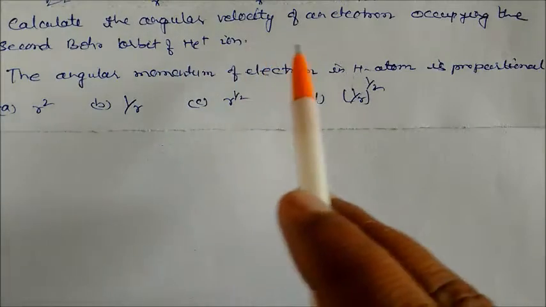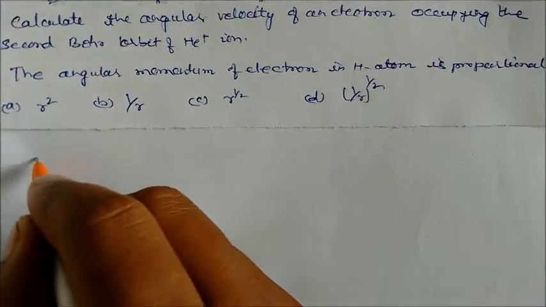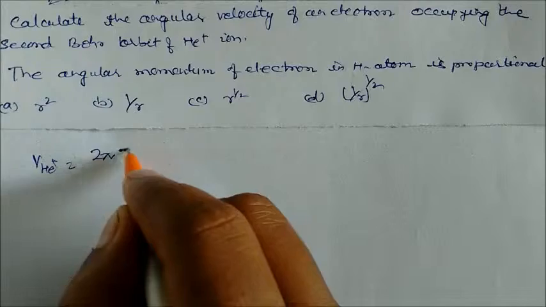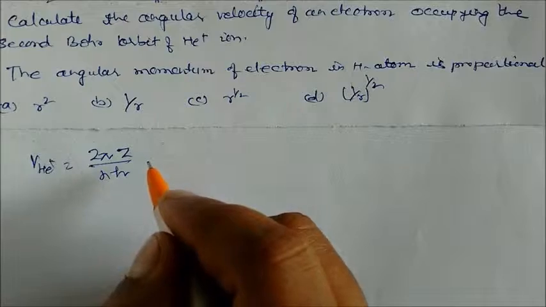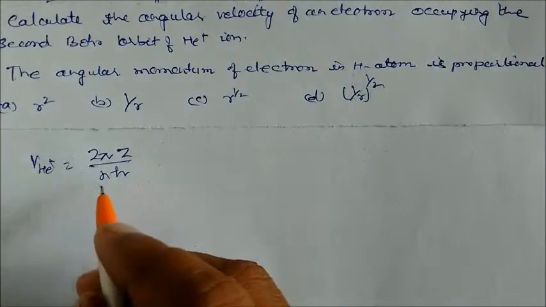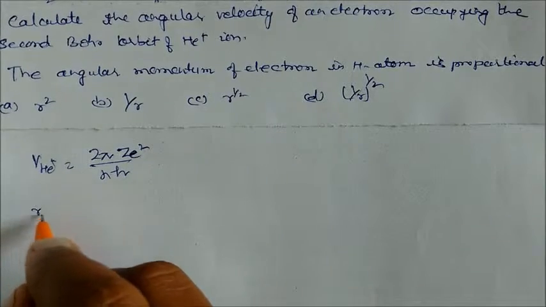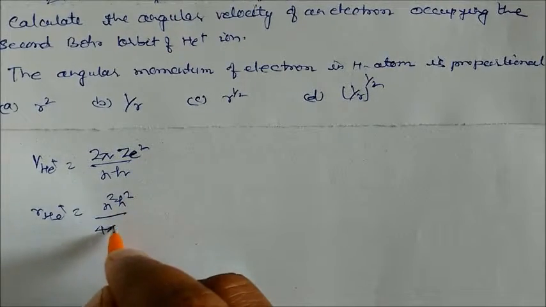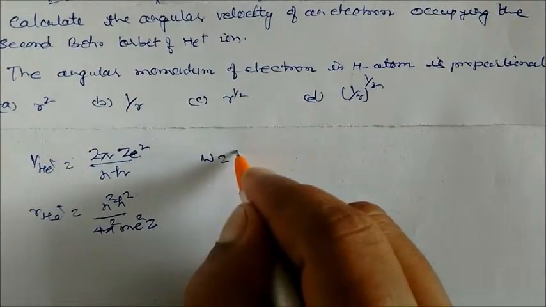Calculate the angular velocity of an electron occupying the second Bohr orbit of the helium positive ion. So here again the velocity for the helium positive ion is 2 pi z e square divided by n into h, and the radius of the helium positive ion is equal to n square h square by 4 pi square m e square z. And one more thing, omega equals velocity by r.